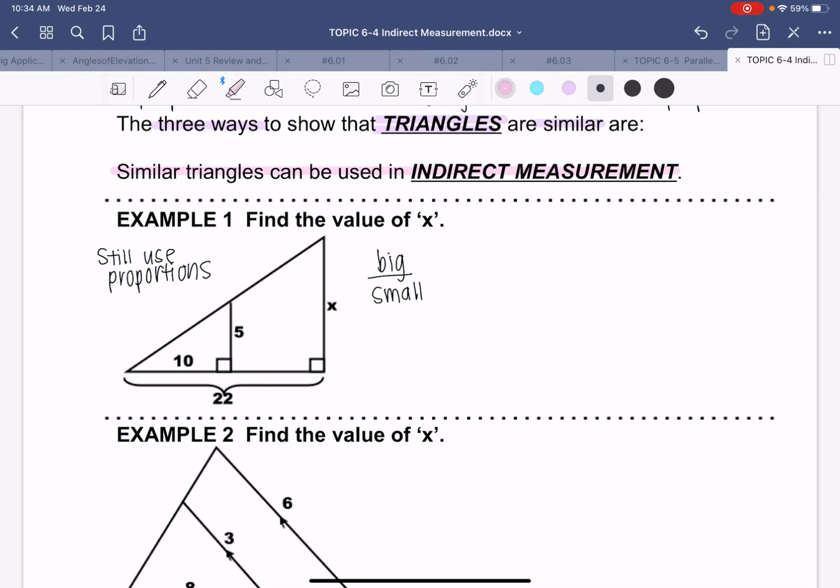Okay, so let's decipher what the big triangle looks like. The big triangle is this whole thing right here. It's the value of x, as you can see, and it is also the value of 22. The smaller triangle is what's on the inside right here, the one with 10 and the one with 5. So if I'm trying to find x, I'm trying to find something on the bigger triangle.